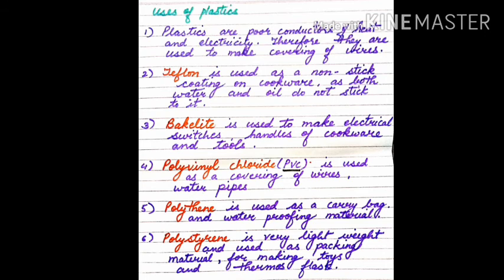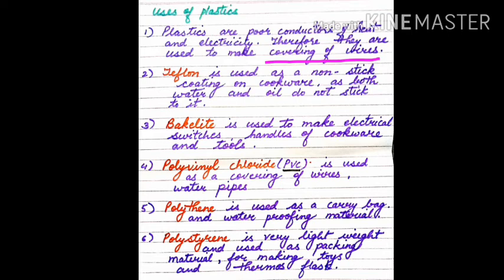Now our next topic is uses of plastics. Plastics are poor conductors of heat and electricity, means plastics are insulators. Therefore they are used to make covering of wires. As I told you, plastics are insulators, means they do not allow heat and electricity to pass through them, so they are used to make covering of wires.